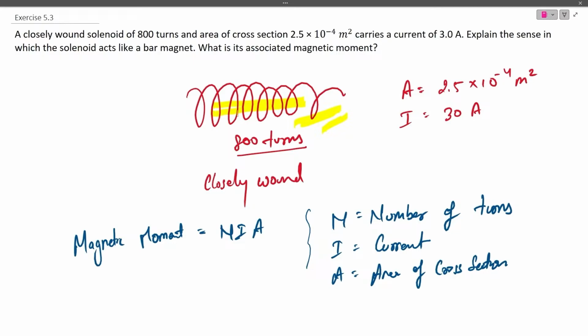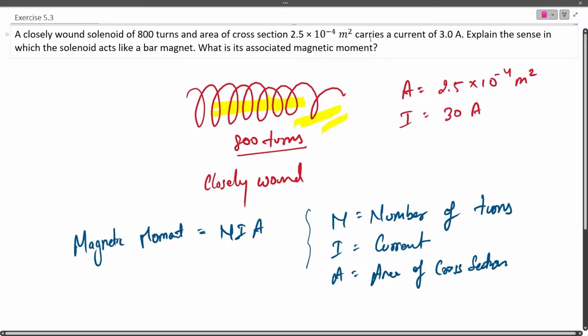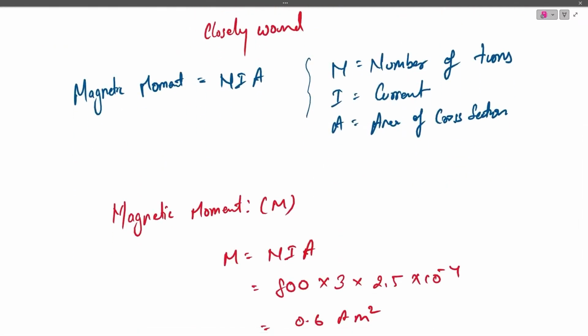When the current flows through the solenoid, it generates a magnetic dipole moment, and the solenoid behaves like a bar magnet with a distinct magnetic moment pointing from south to north pole along its axis, that is inside. Now magnetic moment is defined as m equals n times I times A, where n is the number of turns of the wire of the coil, I is the current flowing through it, and A is the area of cross section of solenoid.